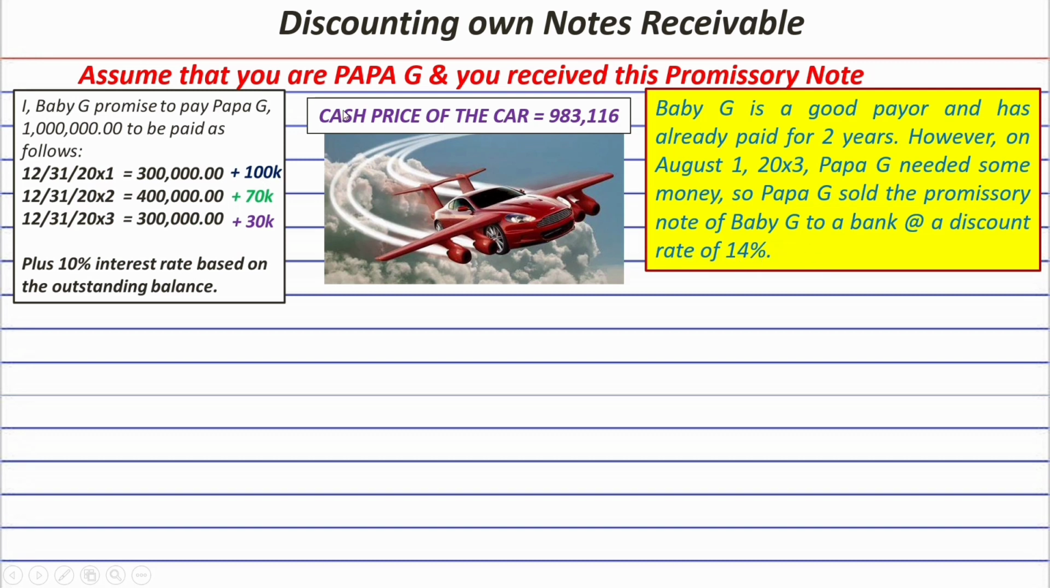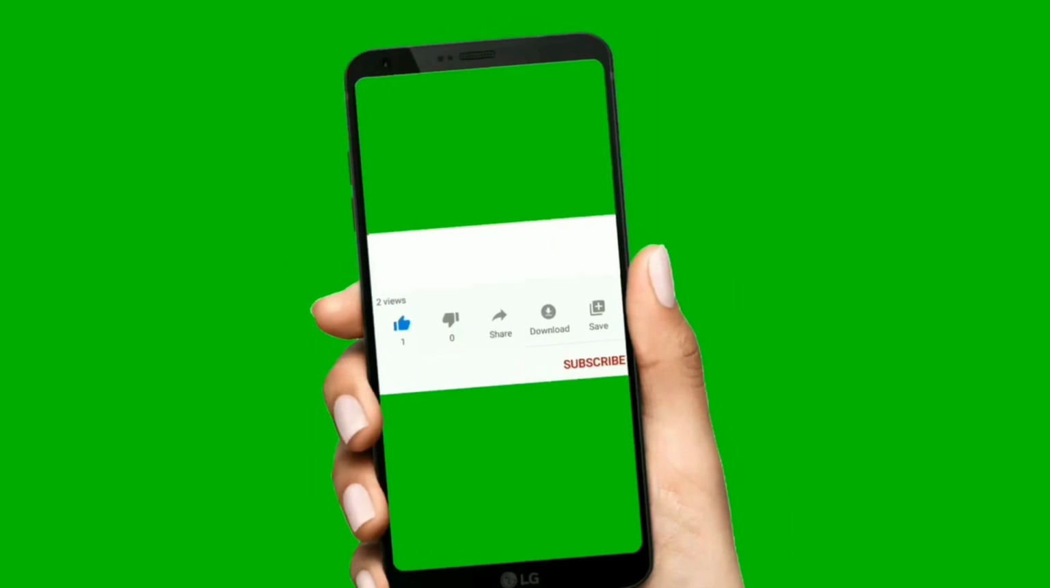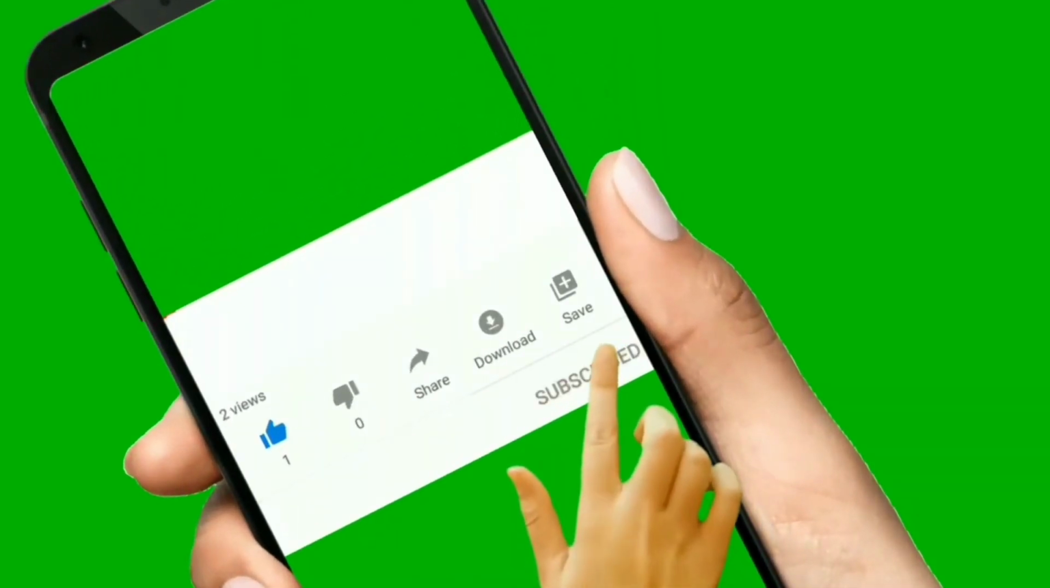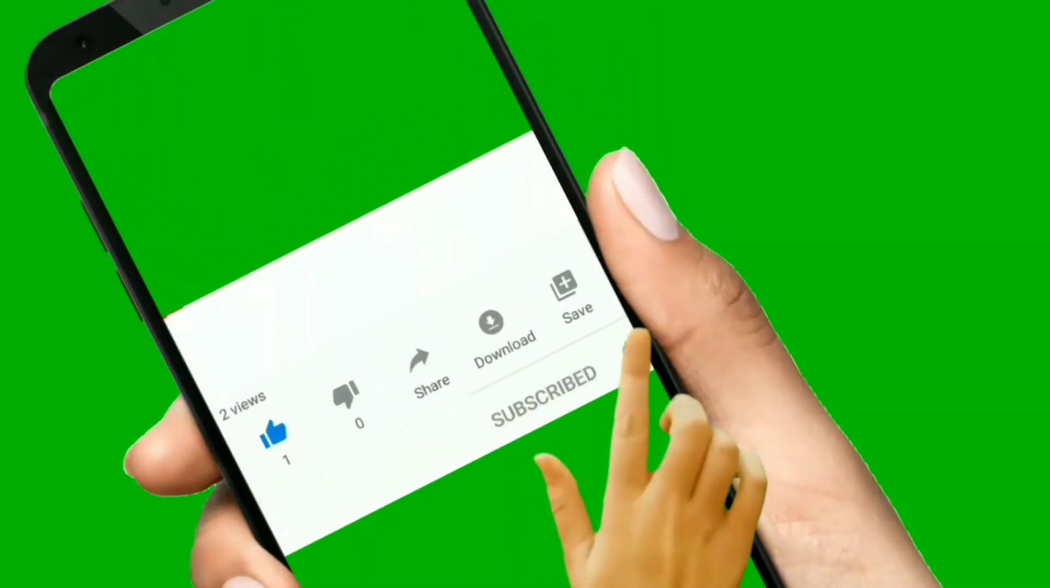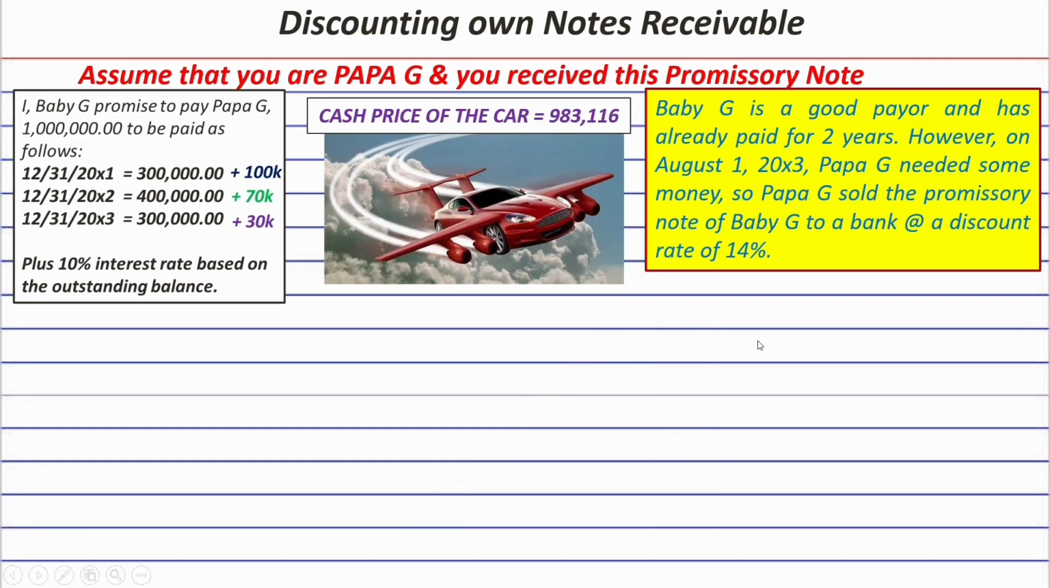So from year 1 to year 2, there is no problem. You just have to account the notes receivable. But on August 1, 20X3, you need to make entries. You need to debit something and credit something because of the discounting of notes receivable. Now, how do we account for this illustration?